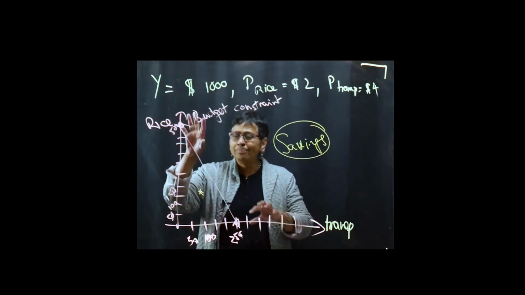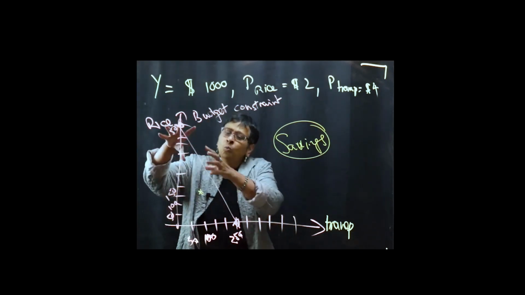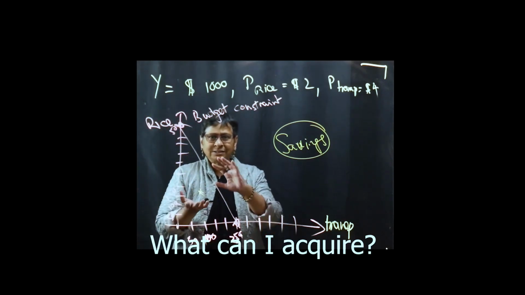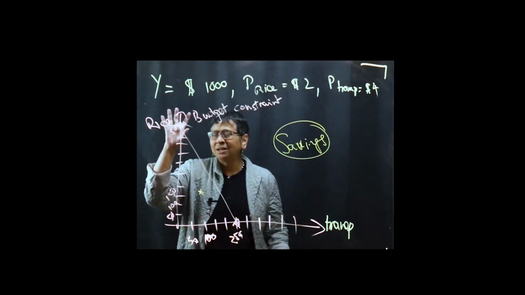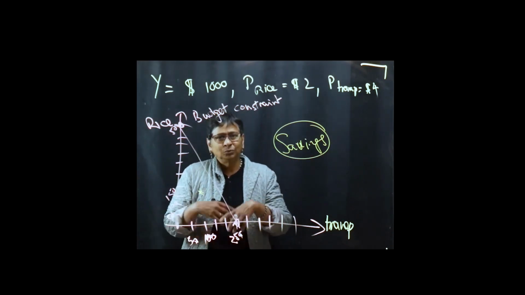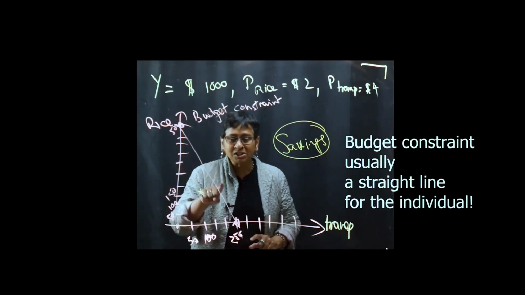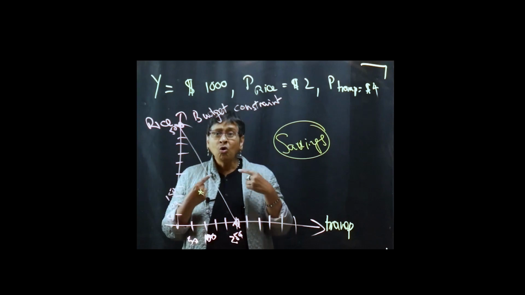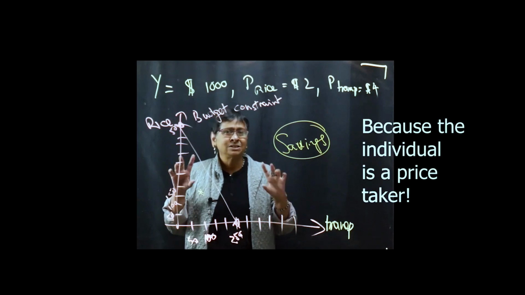But the budget constraint, remember, is like your PPF. It's like, what can I acquire given prices, given my income? Which is like the PPF. What can I obtain given resources, income, given productivity, prices? What can I acquire? What can I not, right? What's interesting is the budget constraint for an individual is usually a straight line. Because the individual is a price taker.